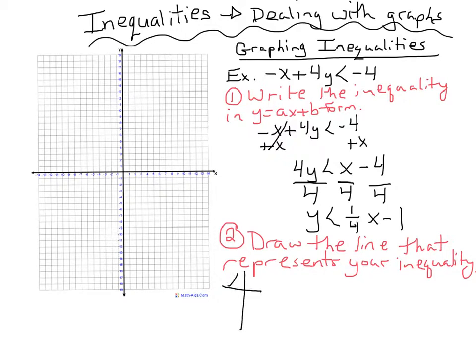Make a table of x's and y's, and you could say to yourself, okay, I'm going to do x equals 0, x equals 4, and x equals 8. For this one that would give me some nice numbers, and then you solve for y. So I would plug it in: y equals 1/4 times 0 minus 1. So y would equal 1/4 times 0 is 0, minus 1 is -1. I just figured out that for the point x equals 0, y equals -1.